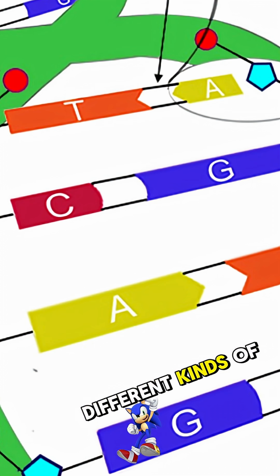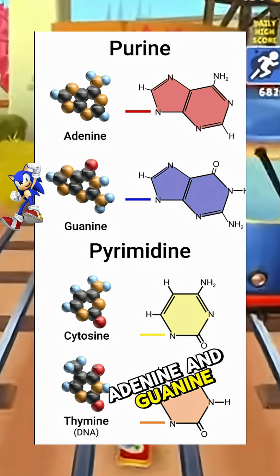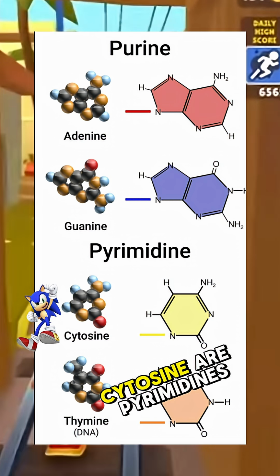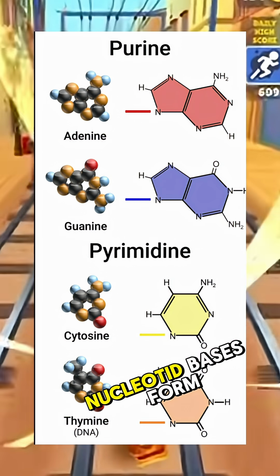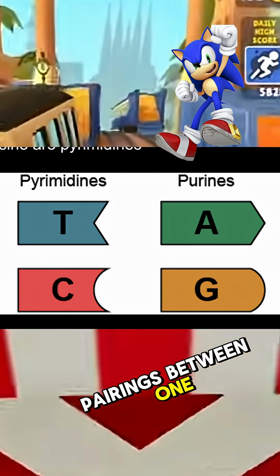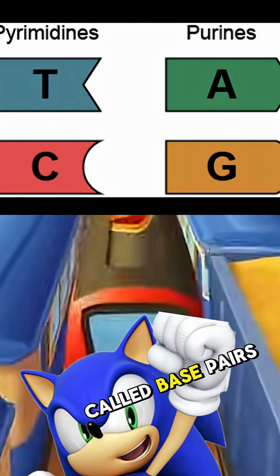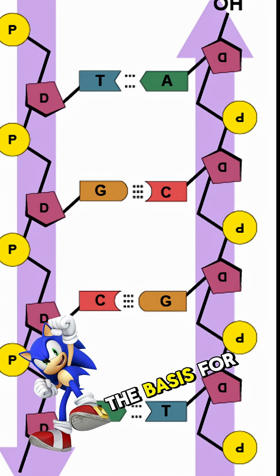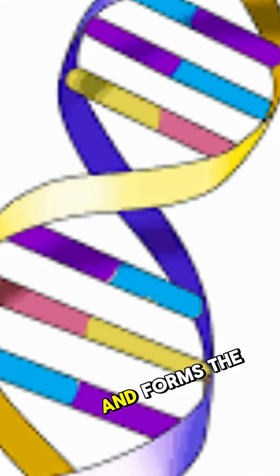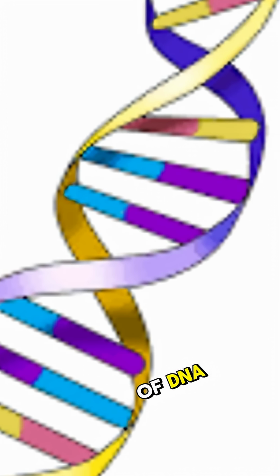There are 2 different kinds of bases. Adenine and guanine are purines, while thymine and cytosine are pyrimidines. Nucleotide bases form pairings between one purine and one pyrimidine, called base pairs. This pairing is the basis for DNA replication and forms the double helix structure of DNA.